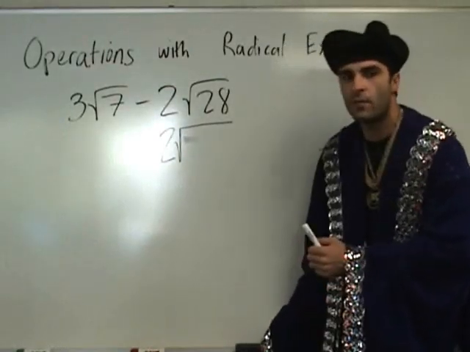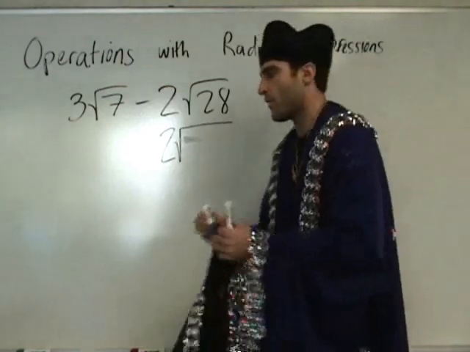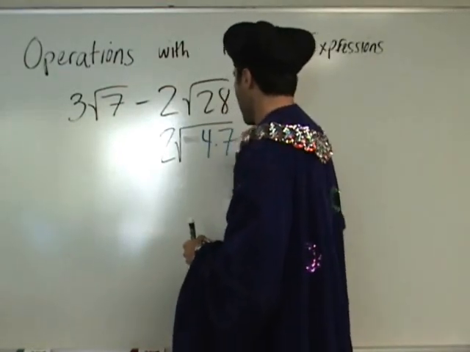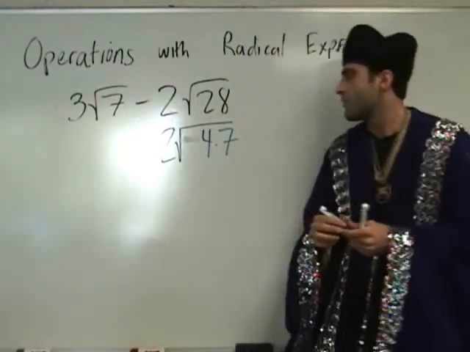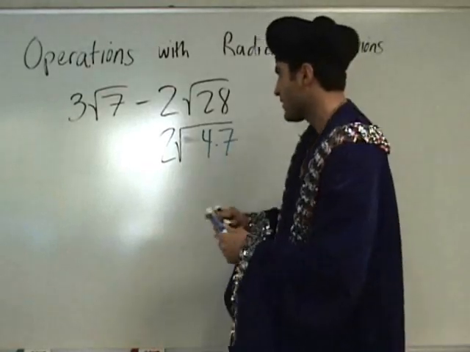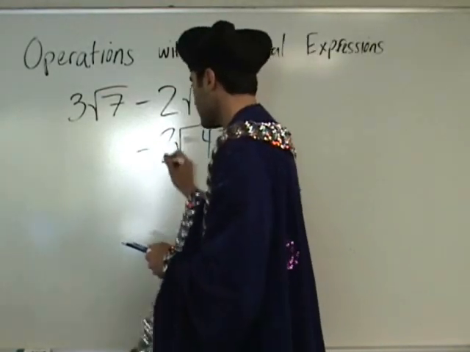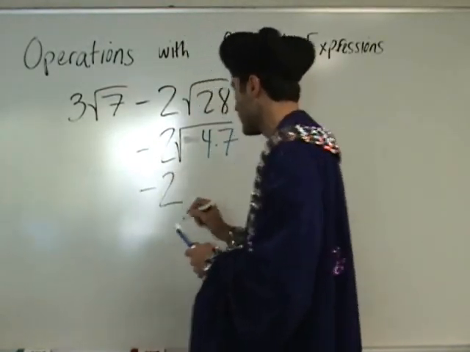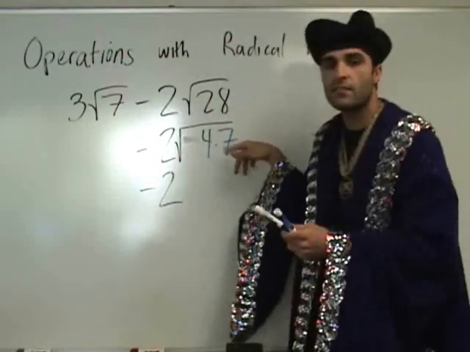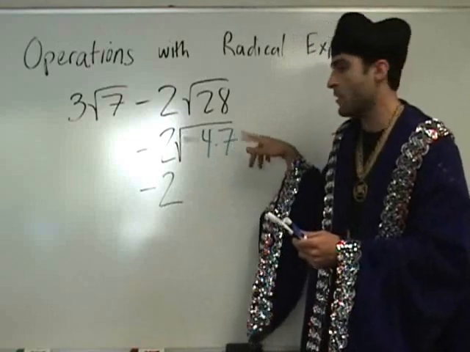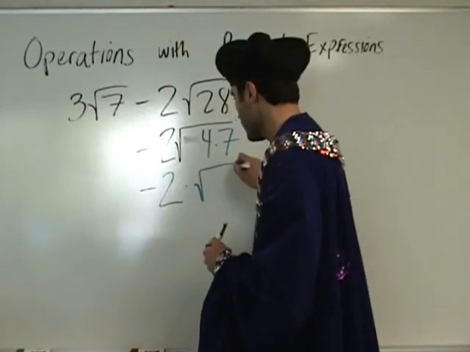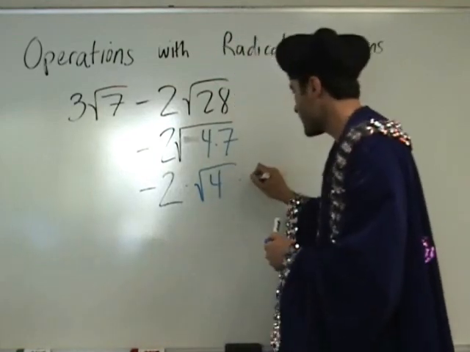28 is a product of what and what? 7 and 4. We'll put it like that, 4 times 7. And then we're going to do the splitteroni. So this is minus 2 times the square root of what? We're going to split these. Square root of 4 times square root of 7.